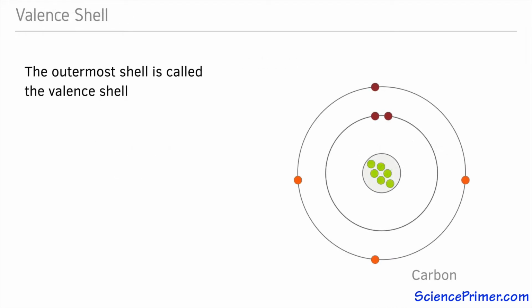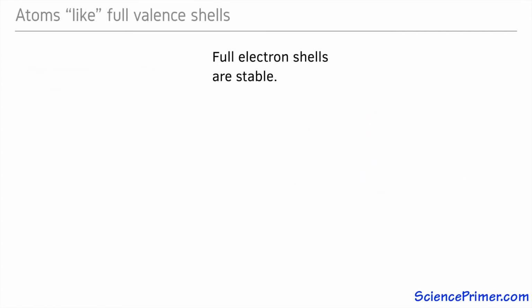The outermost shell of an atom is called the valence shell. The electrons in the valence shell are the ones that are available to interact with other atoms to form bonds. Electrons in the inner shell are protected and not available for bonding, although they do contribute to the overall charge of the atom. A full electron shell is more stable than one that is only partially full.